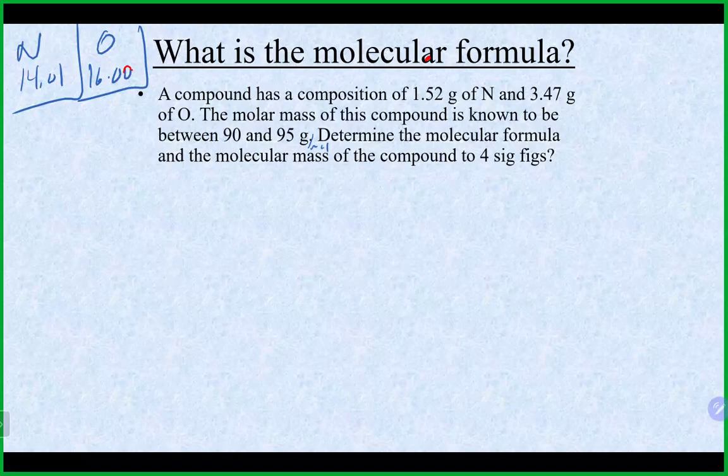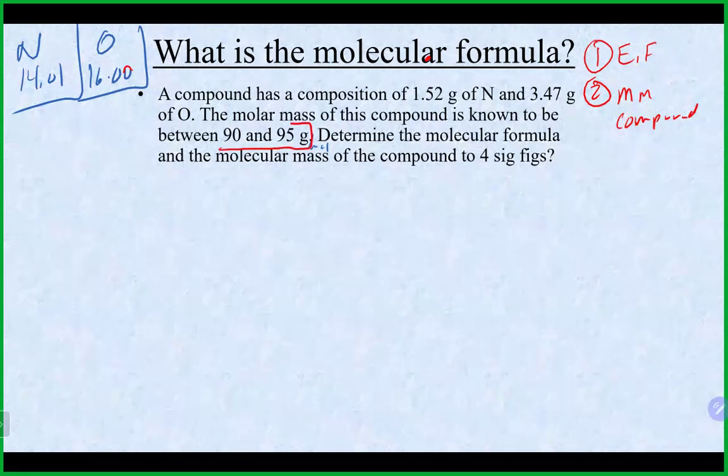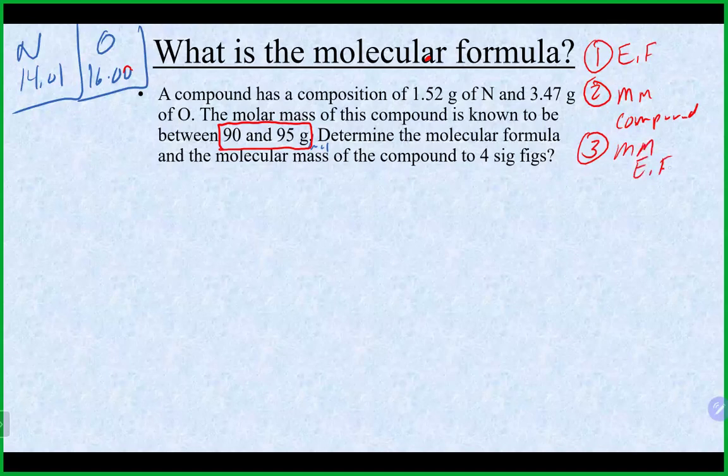So let's take a look again. We want the molecular formula. So three things we need: the empirical formula, which we do not have in this case, so we do need to calculate it. We need the molar mass of the compound. That we do have, as that is usually given to you in the problem. In this case, we have a range of molar mass from 90 to 95. And lastly, we need the molar mass of our empirical formula, which we don't have since we have not calculated it yet. So really the first thing we want to do is the empirical formula sort of problem.